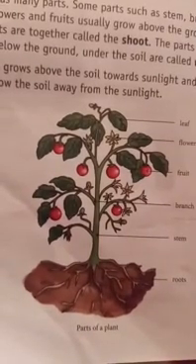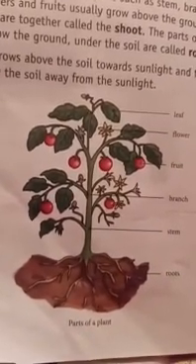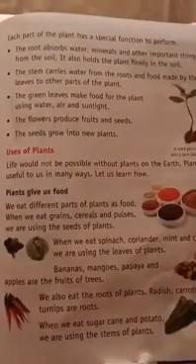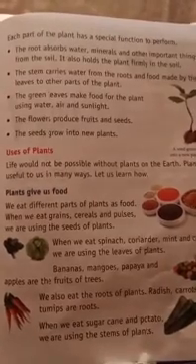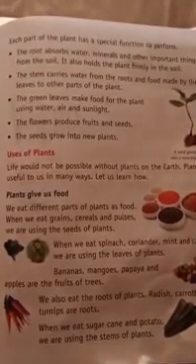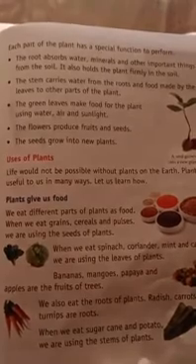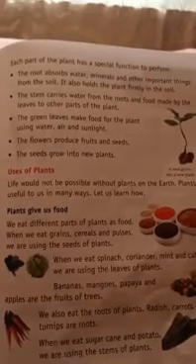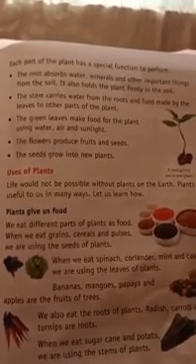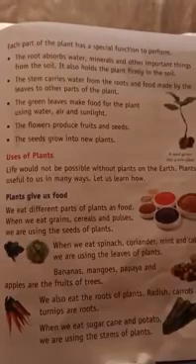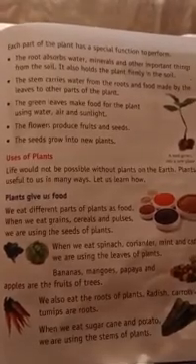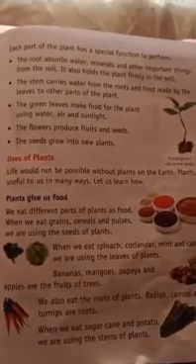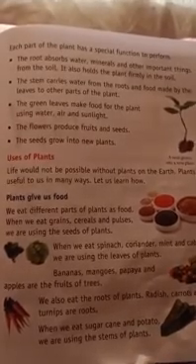Okay, we will talk about uses of plants. Life would not be possible without plants on the earth. Yes, of course. It is impossible for living things like us or animals to survive. It will be hard to survive on the earth. Just imagine if there were no plants around us, we would lack oxygen. We would not get enough air, or we may not get food also. So plants are useful to us in many ways. Let's learn about it, okay?